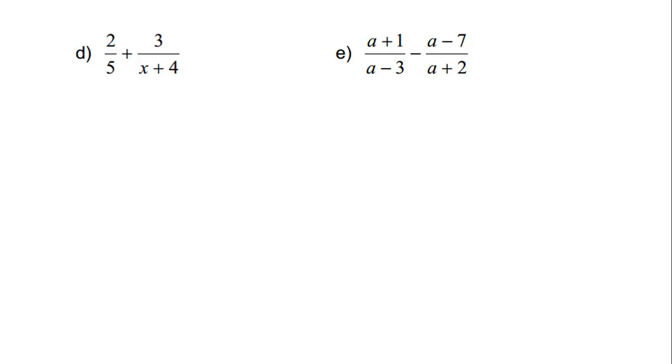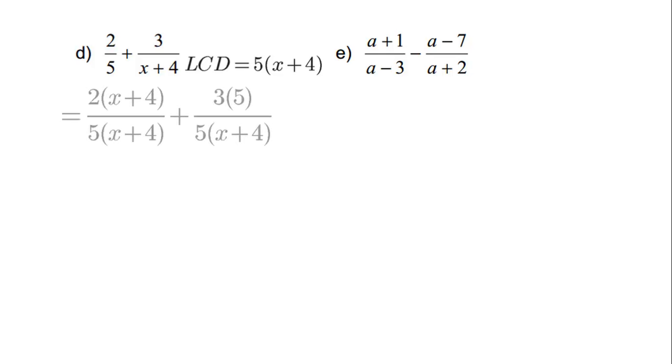The lowest common denominator here is the product of the two denominators, because there are no common factors in either of them. They're all factored. And generally, if everything's factored, you are going to get the product of the denominators. So it's 5 times x plus 4. The left one needs an x plus 4 in the top. The right one needs a 5 in the top to get that common denominator.